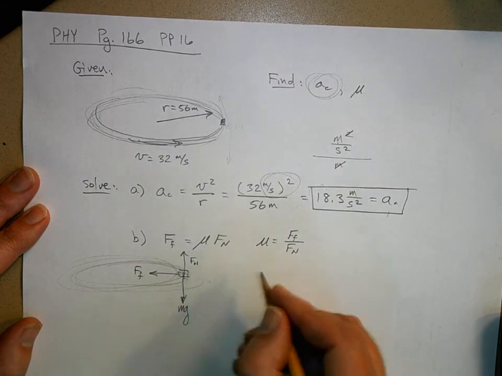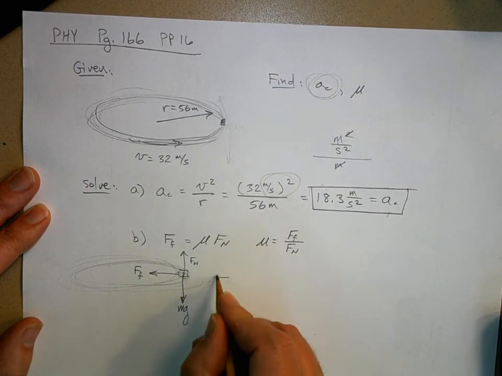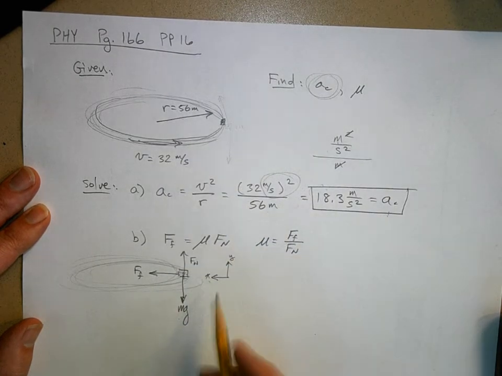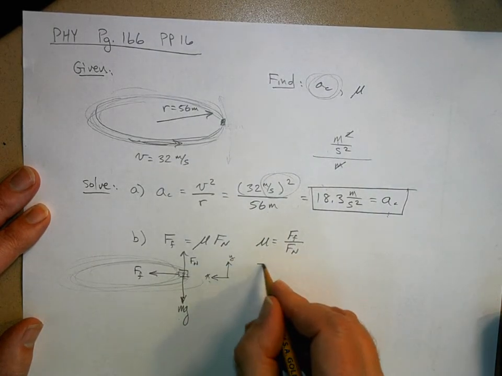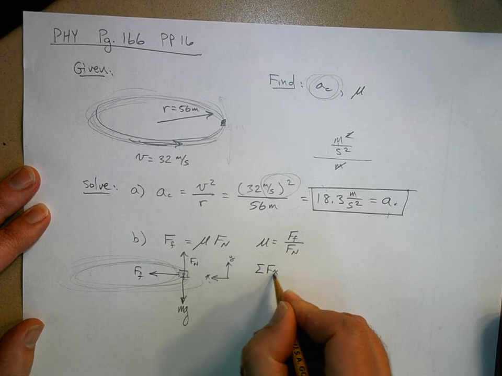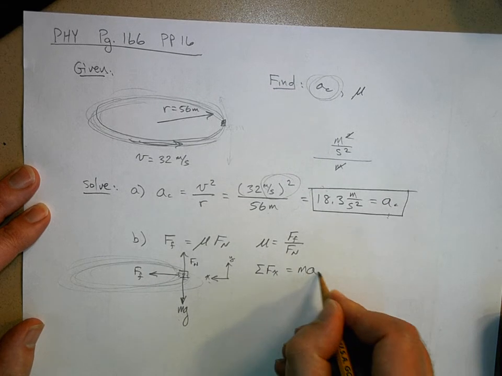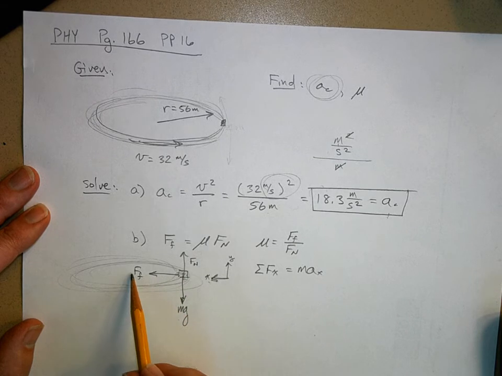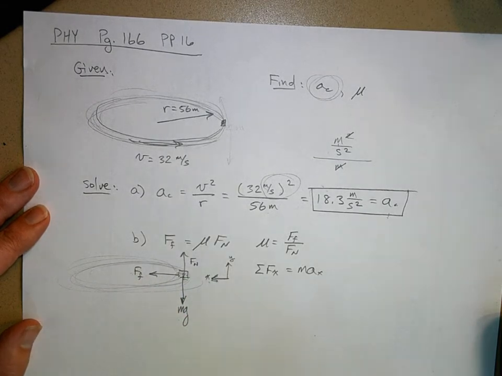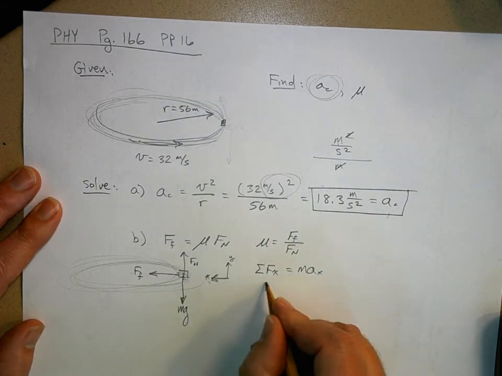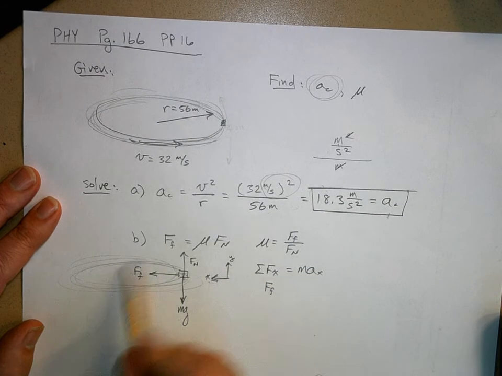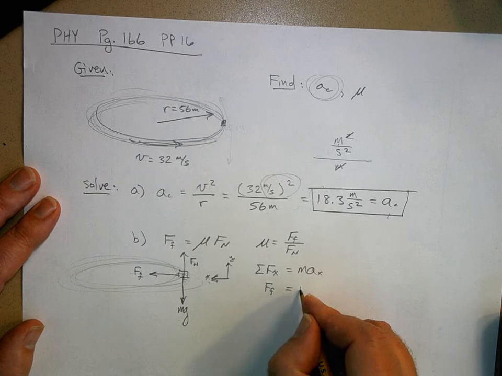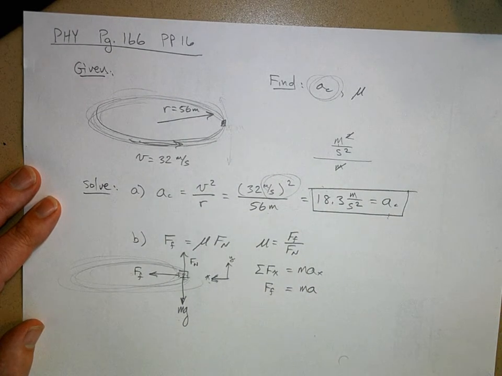So, let's make this the positive x direction, and this the positive y direction. Everything lines up with that. If I sum the forces in the x direction, that'll equal ma in the x direction. Why did I make positive x this way? Well, because that's the direction of my net force. Just makes it easier. So I've got this force of friction. It's the only force in the x direction. So therefore, it is the net force in the x direction, and it's causing my acceleration.